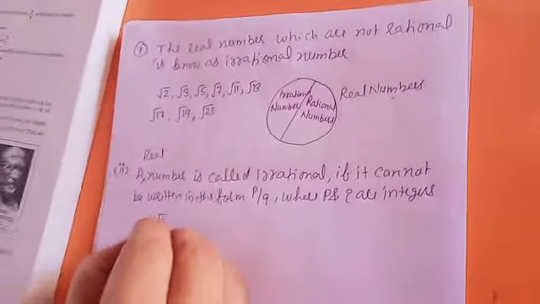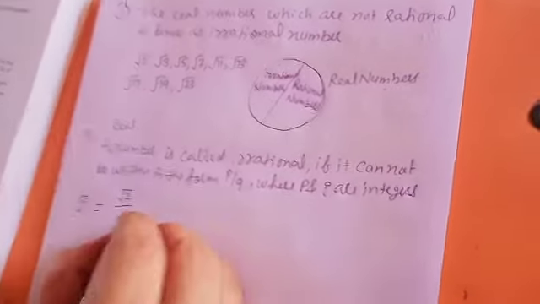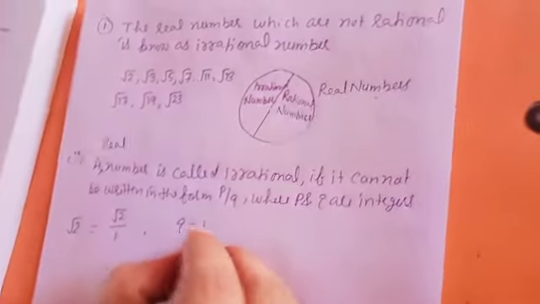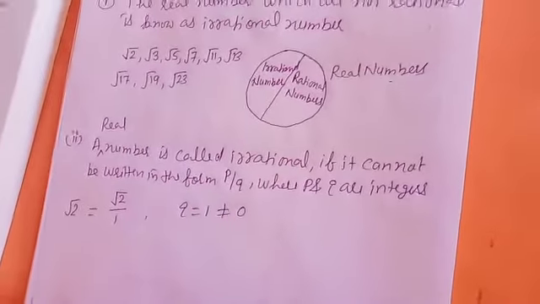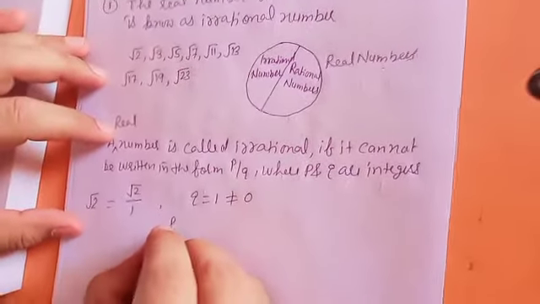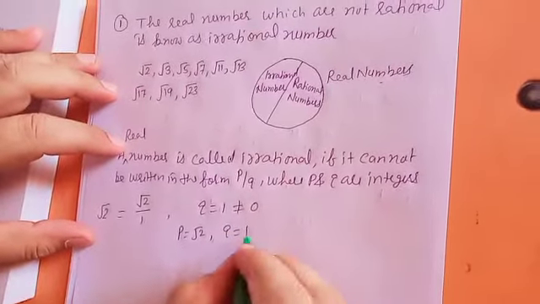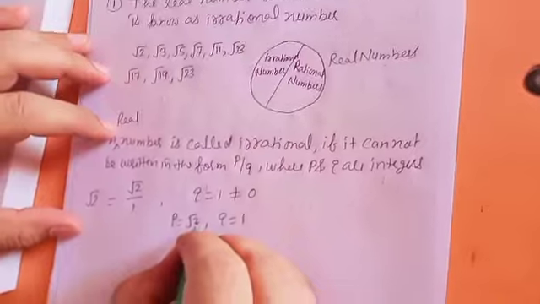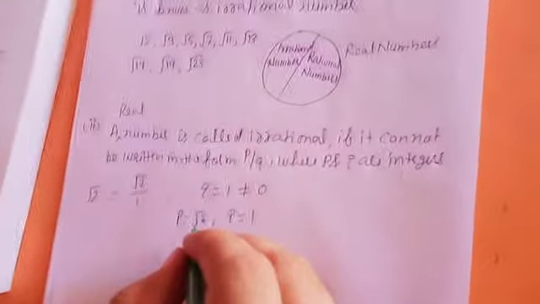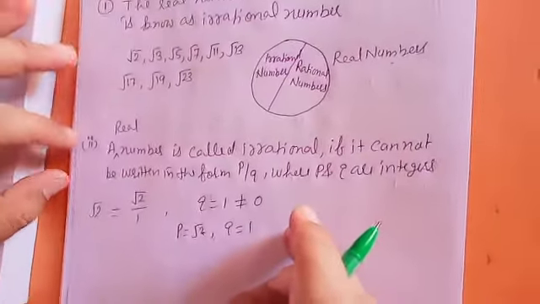So 102 by 1 we can write, 102 we can write like this. It's written in P by Q form, and Q is equal to 1, which is not equal to 0. It means it satisfies the first condition of a rational number. But look one more time: P equal to 102, Q equal to 1. So 1 is an integer, but 102 is not an integer. But the condition of a rational number is what? P and Q are integers. That's why it is irrational.